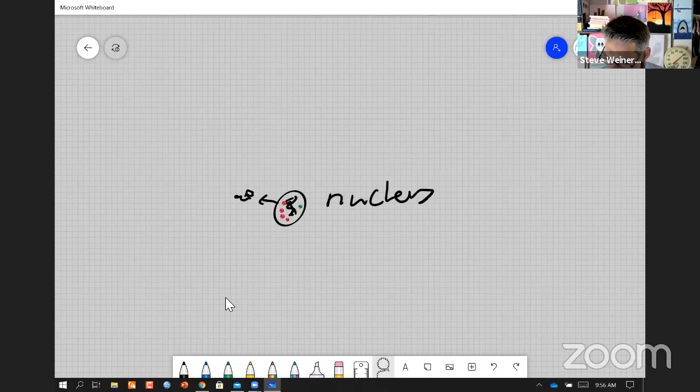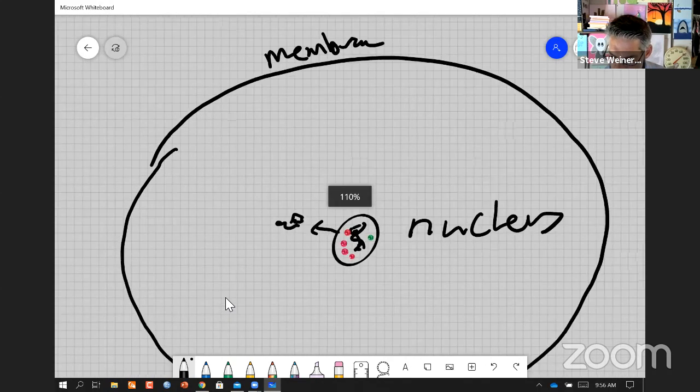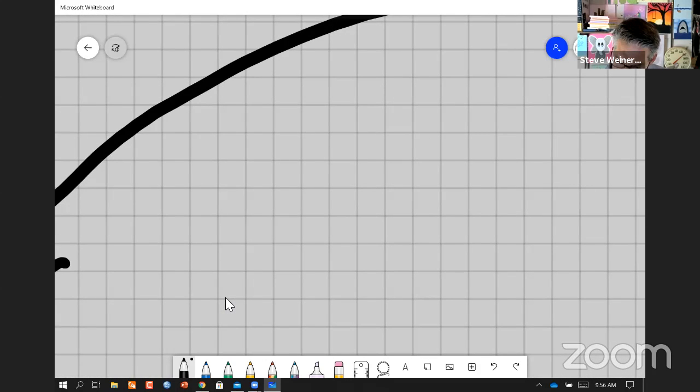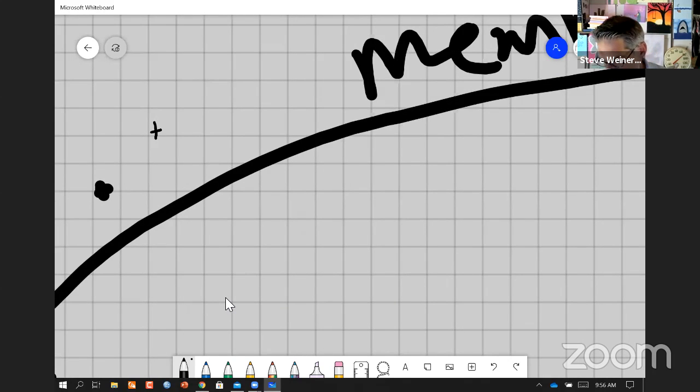So around the outside of my cell, I have a membrane. If I zoom way in on my membrane, what I see is a little positive charge followed by a bunch of neutral charges. On the inside of the membrane, I have a positive charge with a bunch of little neutral charges.